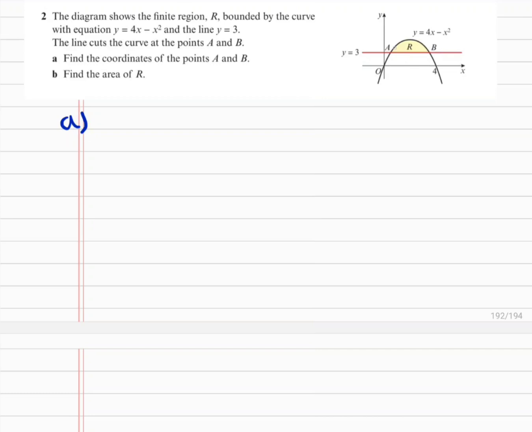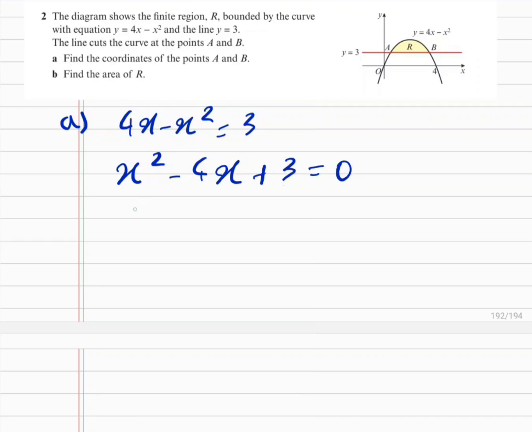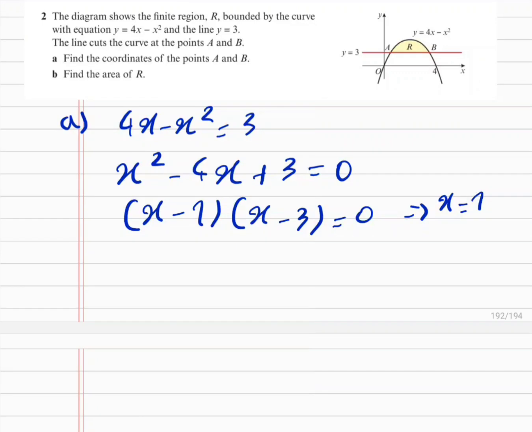So in order to find the coordinates of A and B, we just need to set the equations of the curve and the line equal to each other, so that we can find the points of intersection. So we have 4x minus x squared is equal to 3. Let's rearrange this equation. We get x squared minus 4x plus 3 is equal to 0. So we can factorize this: x minus 1 times x minus 3 is equal to 0. So the two solutions are 1 and 3.